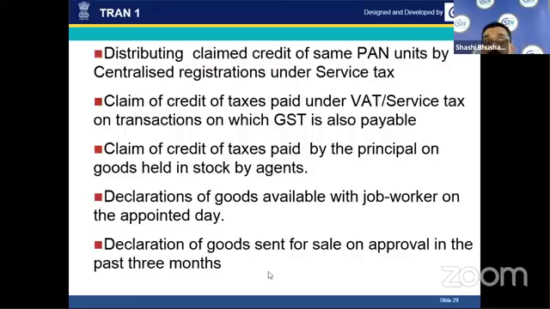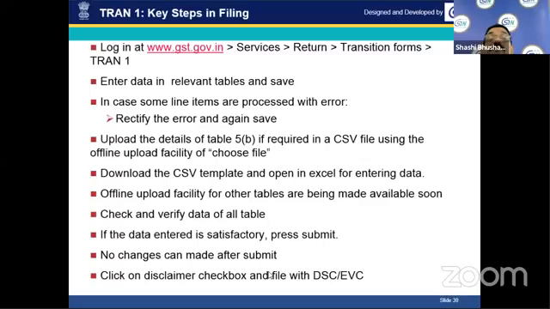Now in this GST regime, people who have agents who had a stock from the principal are entitled to take credit on the taxes which were paid by the principal. There is a table for taking the declaration of both the principal and agents and giving credit to the agents. And there are two declaration tables for job worker: the goods that the manufacturers have with the job worker on the appointed date, and goods that were sent for sale in the past 3 months. There are two tables in this.